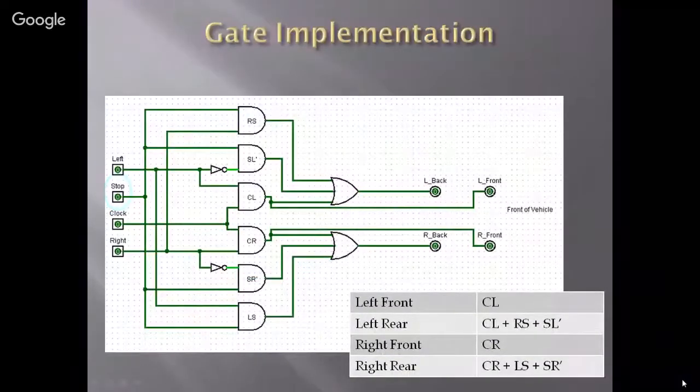Here's an implementation of all of the signal light Boolean equations in one circuit. Since the C and L term is used in both the left front and left rear signal, we can use the same AND gate to AND the C and L together for both signals. This reuse helps reduce the number of gates required. The same is also true of the C and R term. Notice that this circuit uses a total of 2 NOT gates, 6 2-input AND gates, and 2 3-input OR gates.